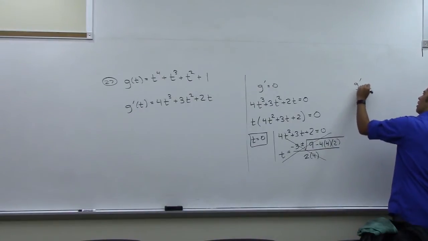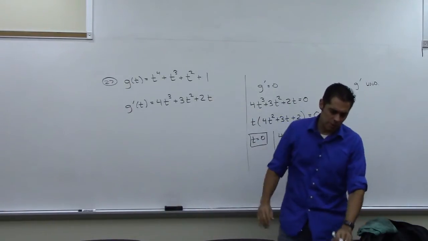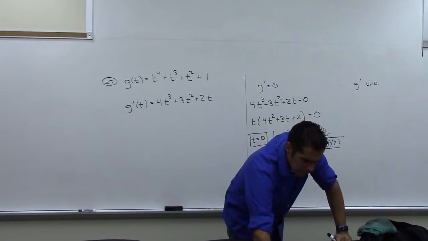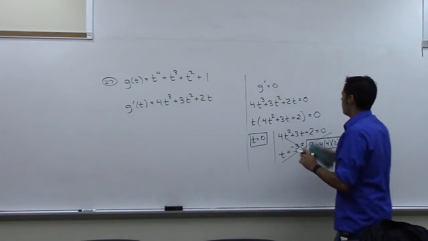And then I move on, where is this undefined or does not exist? Again, because the derivative is a nice polynomial function, we won't have any issues at all. We'll be good to go. So for 27, the only critical number I have is 0. All right.